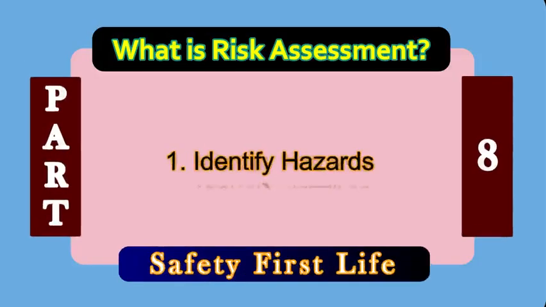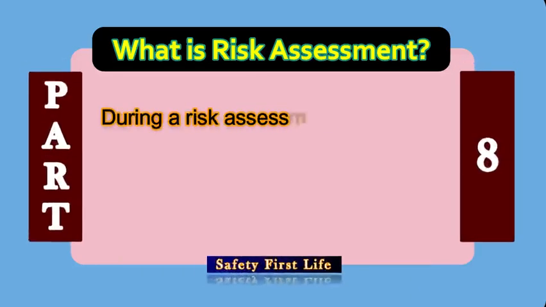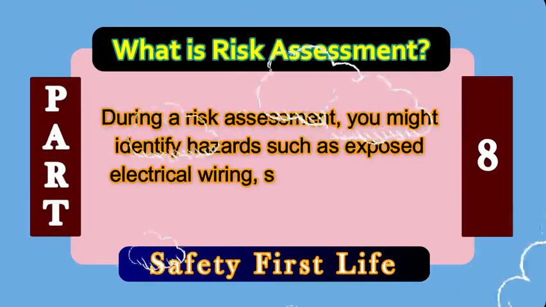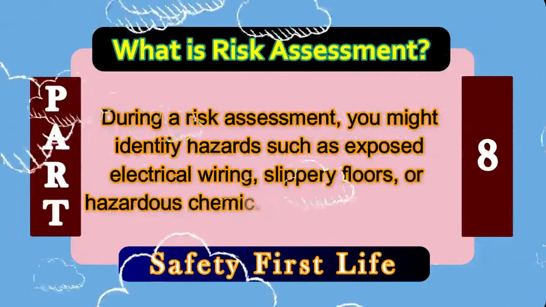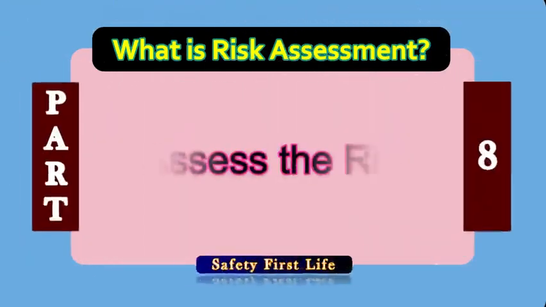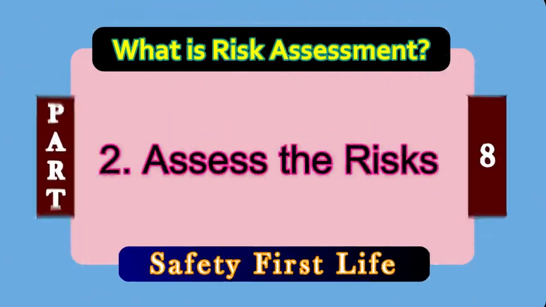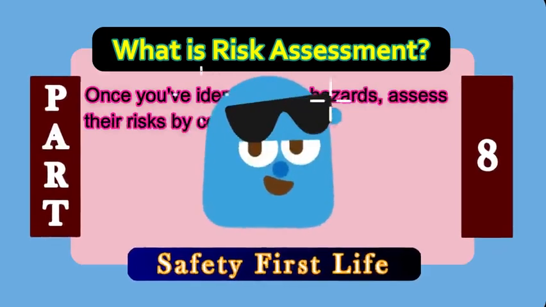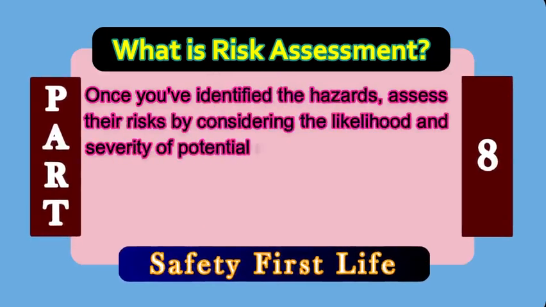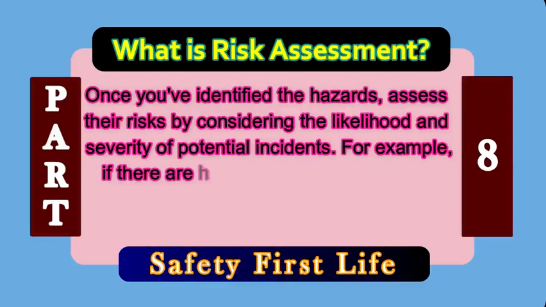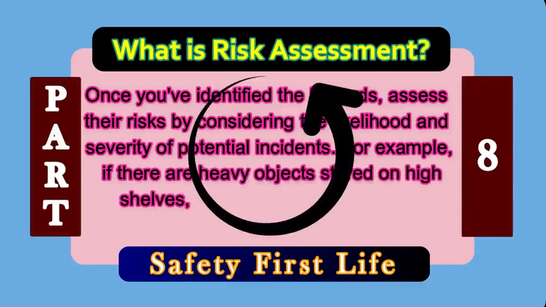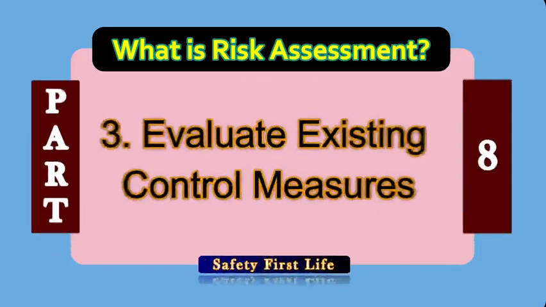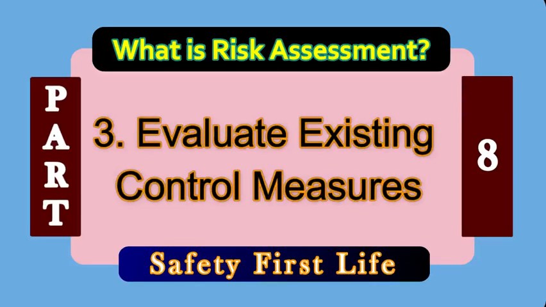Number 1, identify hazards. During a risk assessment, you might identify hazards such as exposed electrical wiring, slippery floors, or hazardous chemicals stored improperly. Second step is to assess the risks. Once you have identified the hazards, assess their risks by considering the likelihood and severity of potential incidents. For example, if there are heavy objects stored on high shelves, the risk of them falling and causing injury may be high.